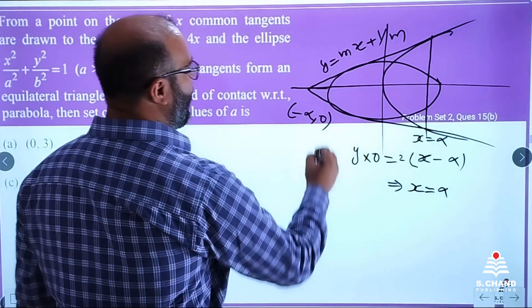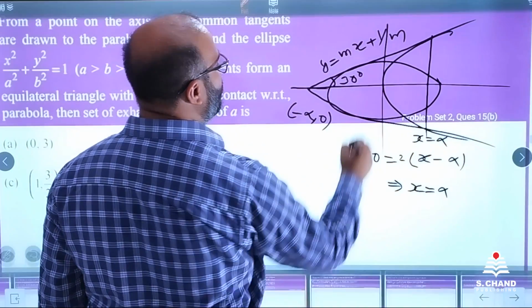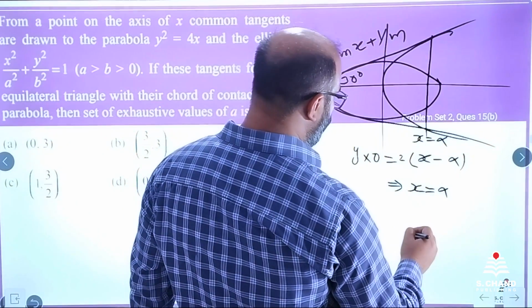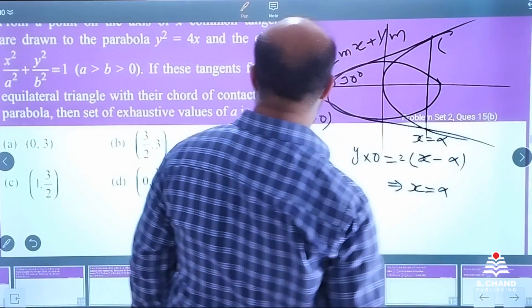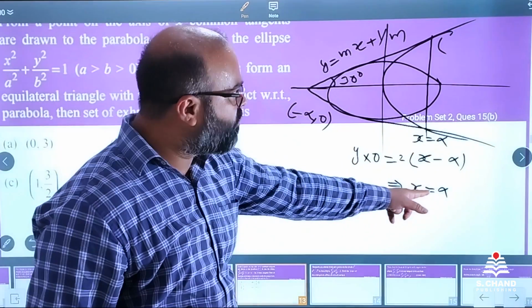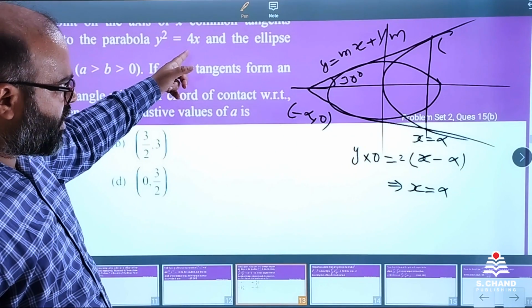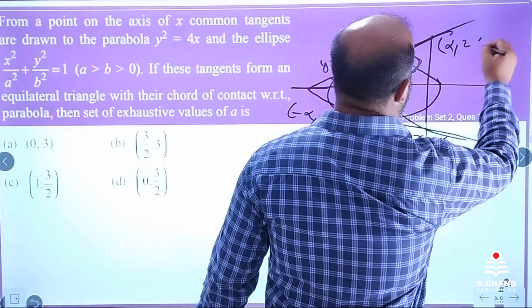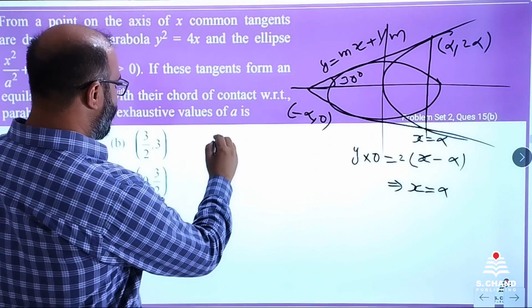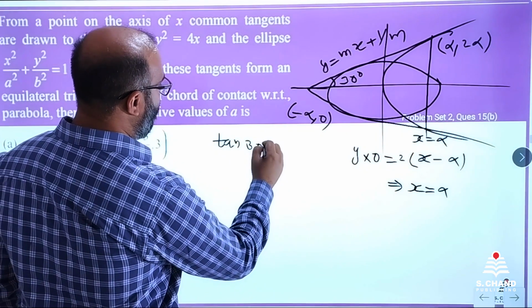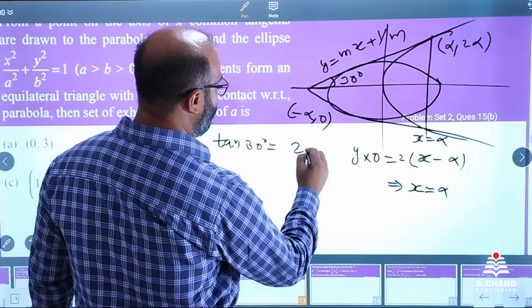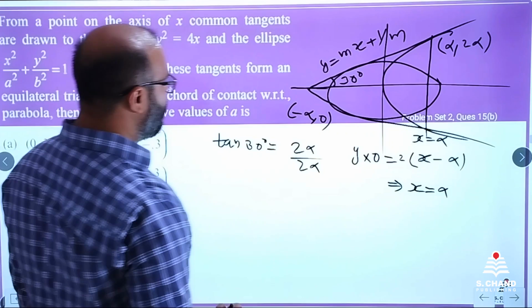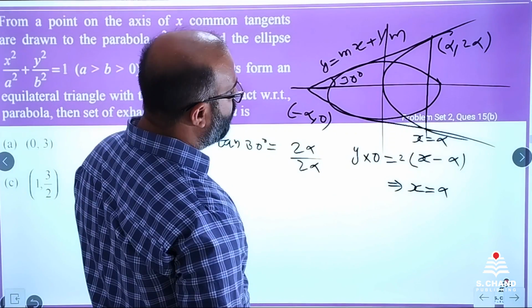Now this is an equilateral triangle, that means this is 30 degrees. Since this point can be calculated from y square equal to 4x, and x is alpha, you put it here, then it will become 4 alpha, that is y is equal to 2 alpha here, so the point is (alpha, 2 alpha). So you can say that tan 30 degree is equal to perpendicular, which is 2 alpha, upon base, which is alpha, and plus alpha, 2 alpha again. So this is basically not possible.